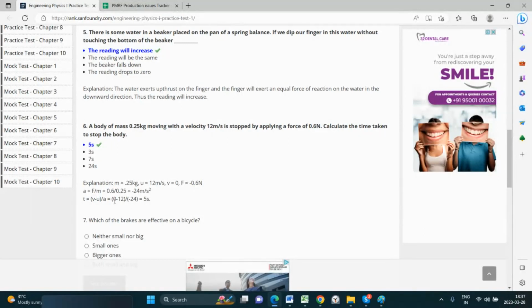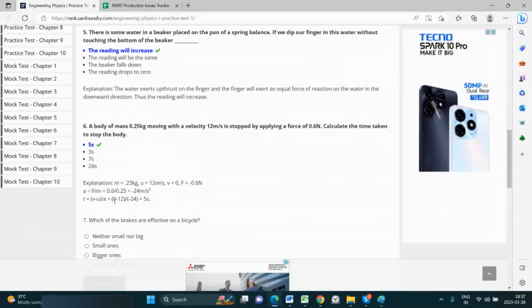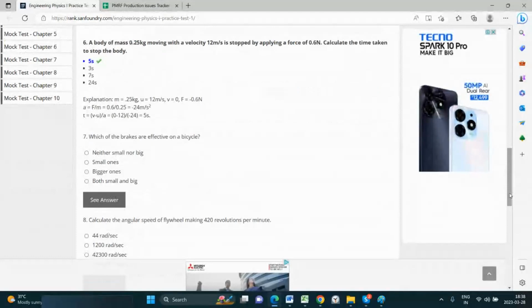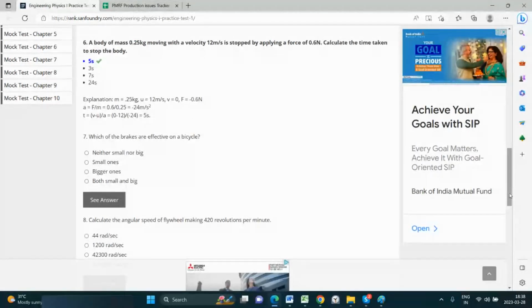So to find the time taken, if you are applying a brake to stop a moving object, it is like a bike. In the next one, they again talk about a brake. They said a moving body, a moving object, and in it you are applying the brake. Which of the brakes are effective on a bicycle? For a bicycle, the brake is decided based on the velocity, the running speed, and the maximum speed.